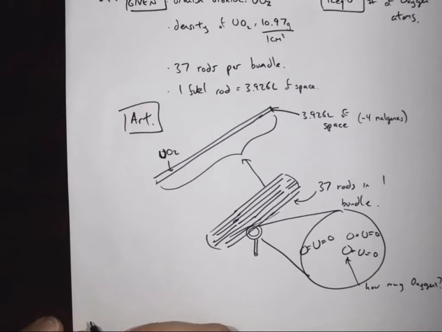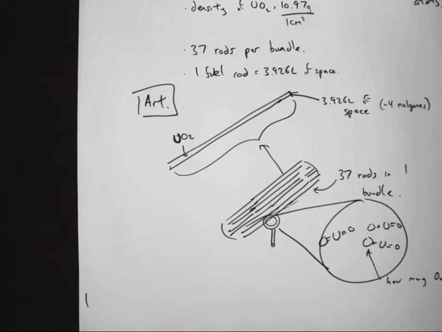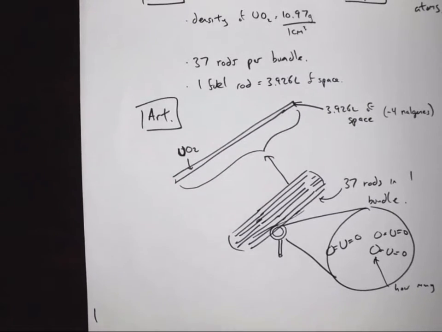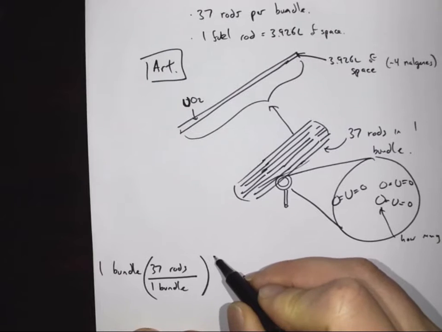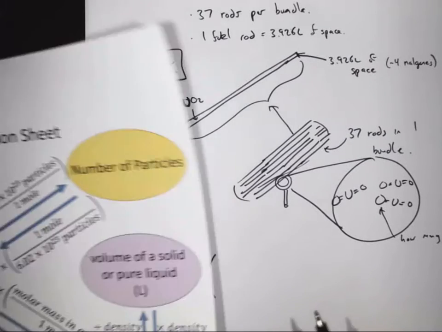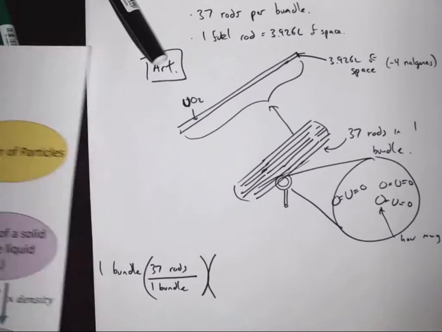So I might start with one bundle, and I know there's 37 rods for one bundle. So you could start with 37 rods if you want. Now, we know the volume of that rod, so maybe we can start by turning that into a volume, and then we can get ourselves onto this sheet.